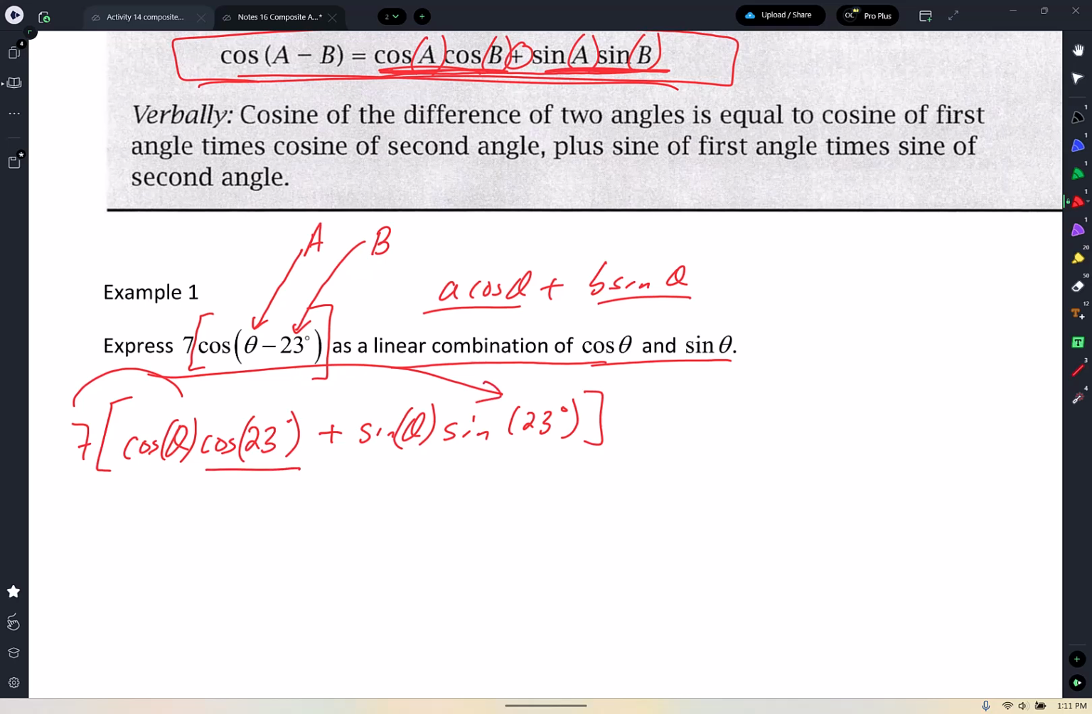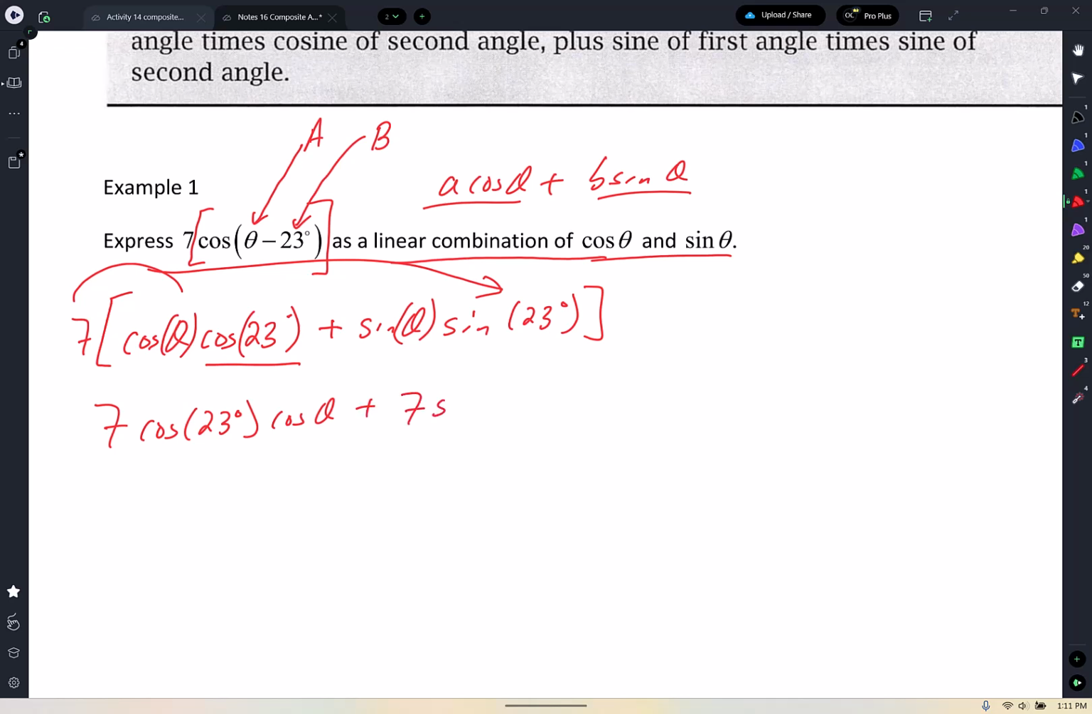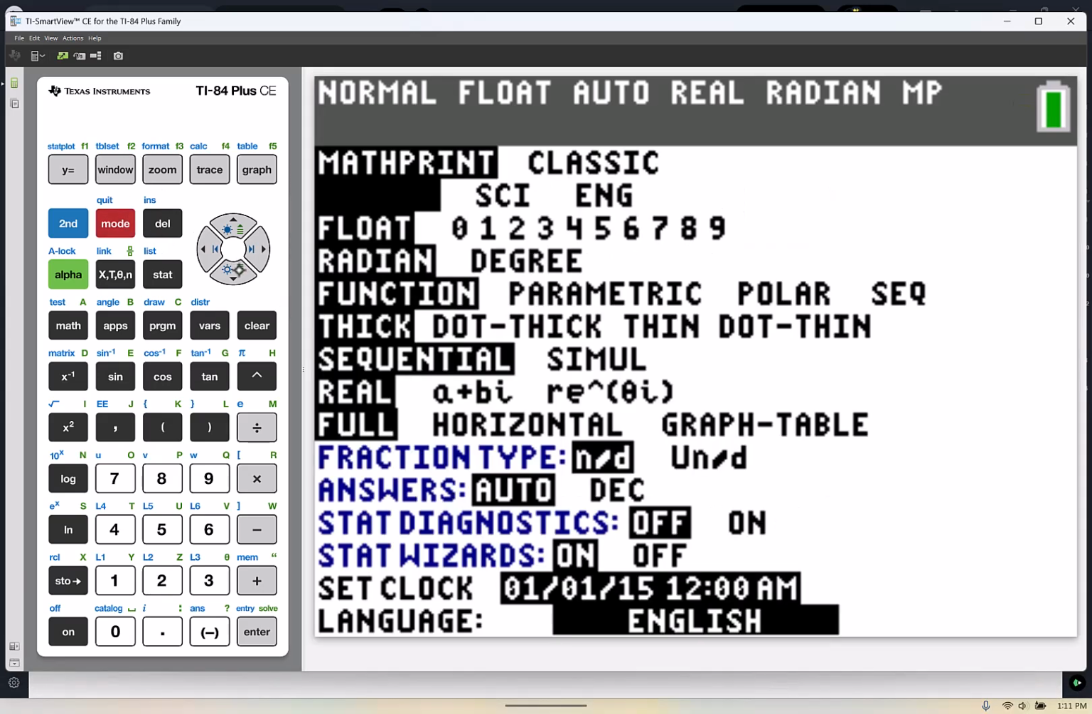I'm gonna write the cosine 23 first, guys, because that's a constant. So I'm going to write it like this. 7 cosine 23 degrees cosine theta plus 7 sine 23 degrees sine theta. I just distributed the 7. Take your calculator. Make sure you're in degree mode. So here we go. I'm taking my calculator. I'm going to push mode, and make sure that it's in degree.